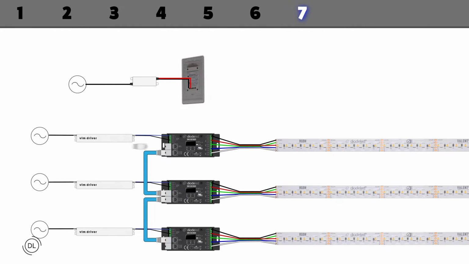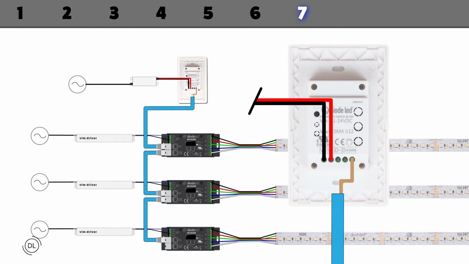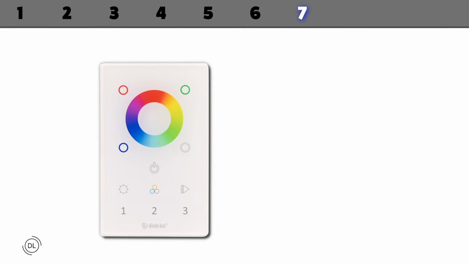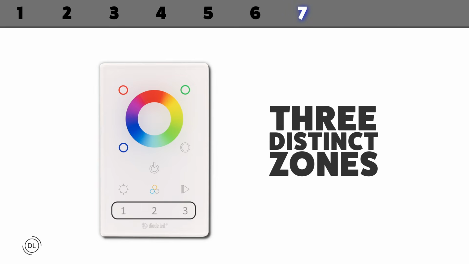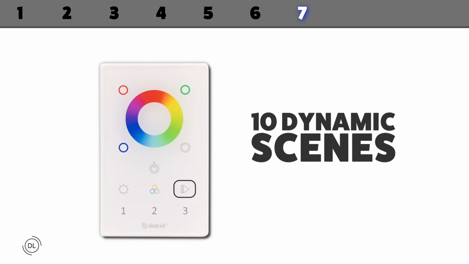Connect the Cat5 cable to the controller and plug that directly into the data port on the first DMX decoder. The wires used for the Cat5 cable that plugs into the controller are solid brown for ground, solid orange for D-, and orange-white for D+. This controller will enable you to switch effortlessly among 3 distinct zones and 10 dynamic scenes.